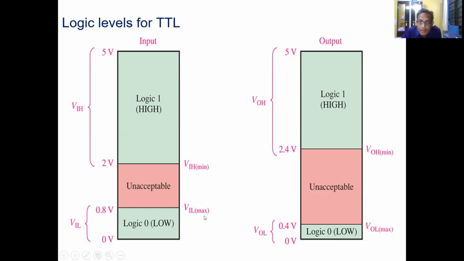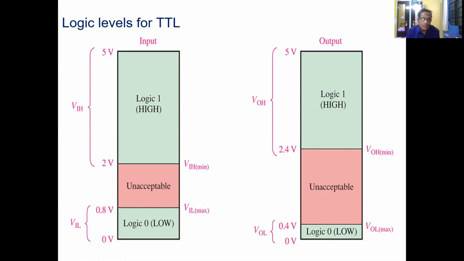VIL means what? Maximum value of input voltage that should be considered as a logic 0 is called VIL max. Okay. So 0 to 0.8 volt I will call a logic 0. Now if I take the IC and check it with a DMM, and if the DMM shows the output 0.6 volt, that 0.6 volt I will consider as a logic 0.